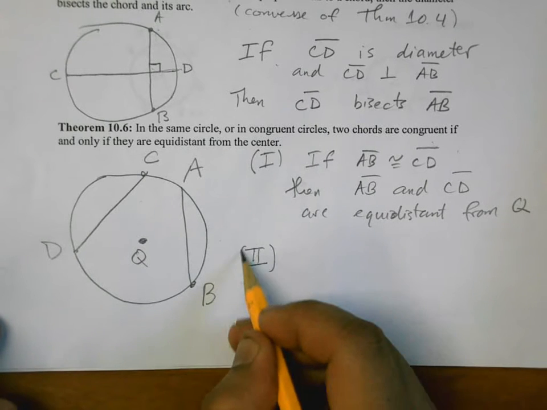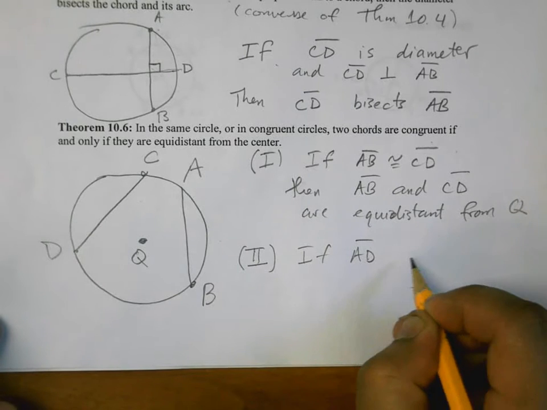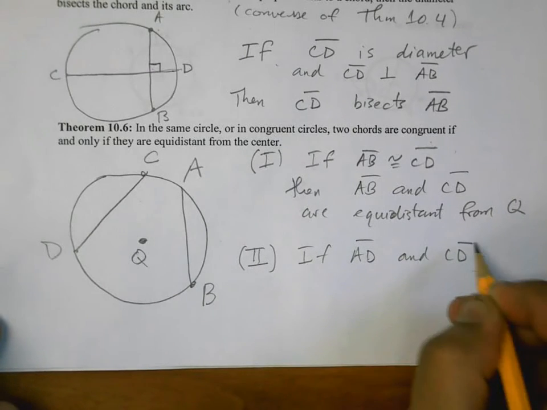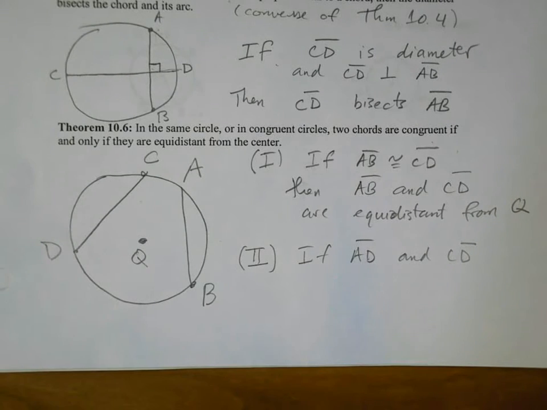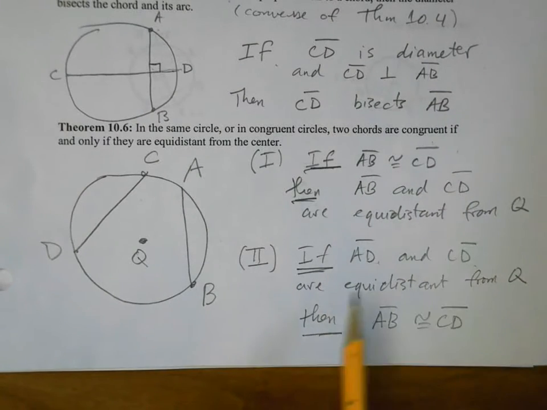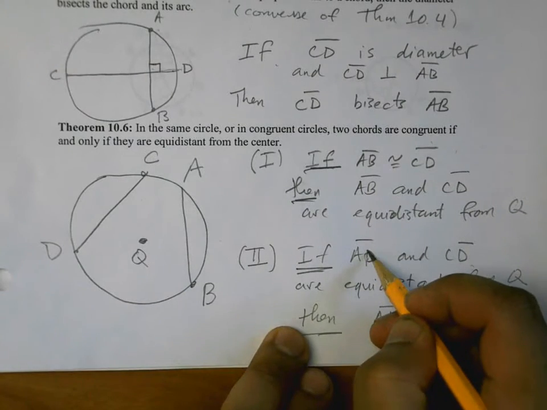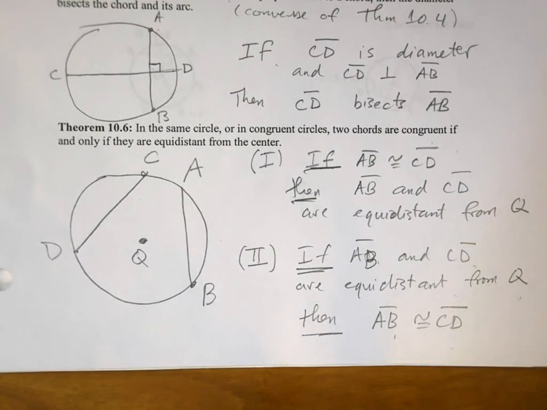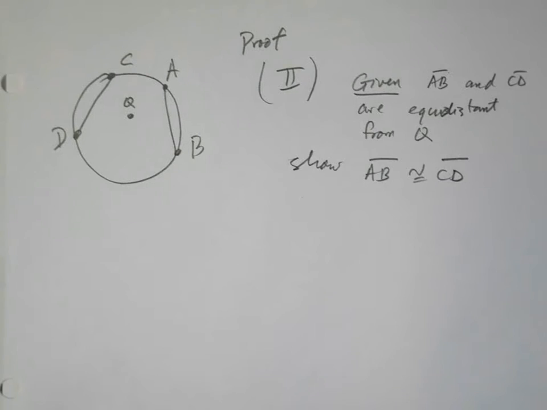And the second part is the converse of that. If AB and CD are equidistant from Q, then they're congruent to each other. Okay. If AB and CD are equidistant from Q, then AB is congruent to CD. Okay. So I'm going to prove one of these parts in this video so that you get the hang of what this statement is saying. So I'm going to prove part 2 here.